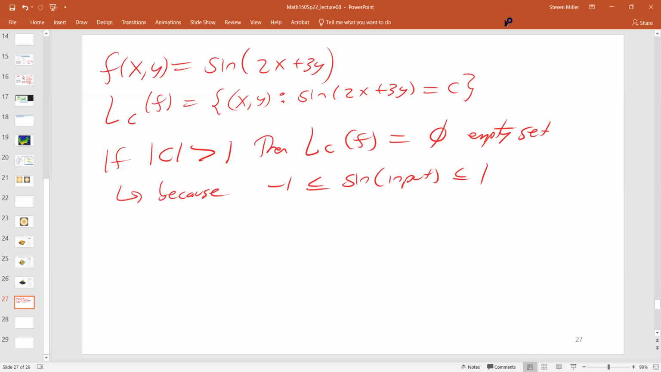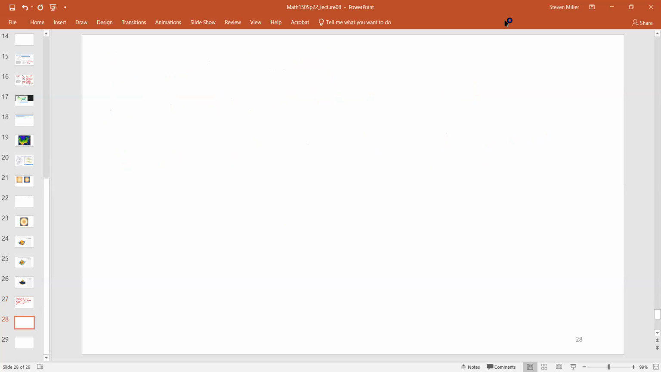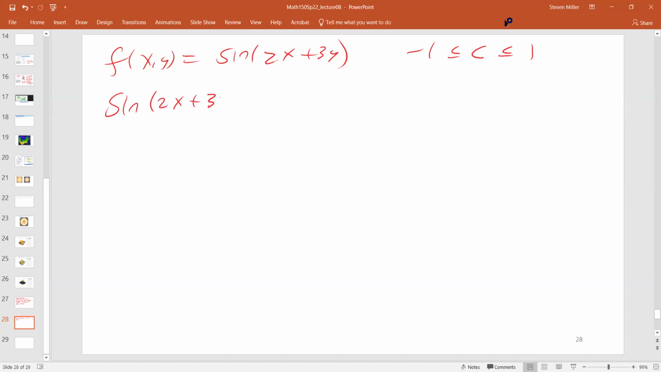Okay, now let's look at other values. So we need to study -1 less than or equal to c less than or equal to 1. And so we have f of x,y is the sine of 2x plus 3y. So let's say the sine of 2x plus 3y equals c. What does that mean? If the sine of 2x plus 3y equals c, what do you know about 2x plus 3y?